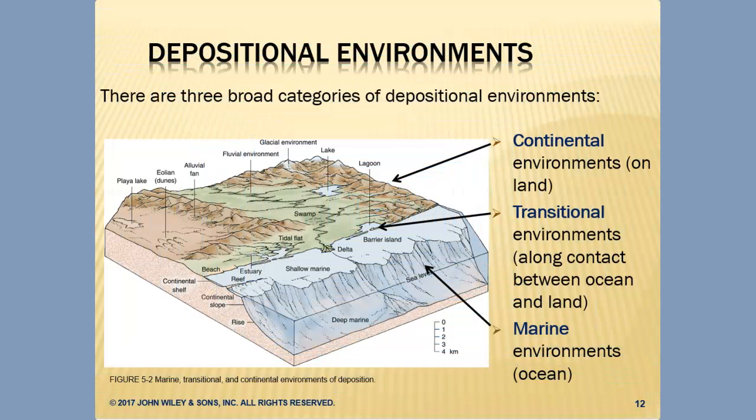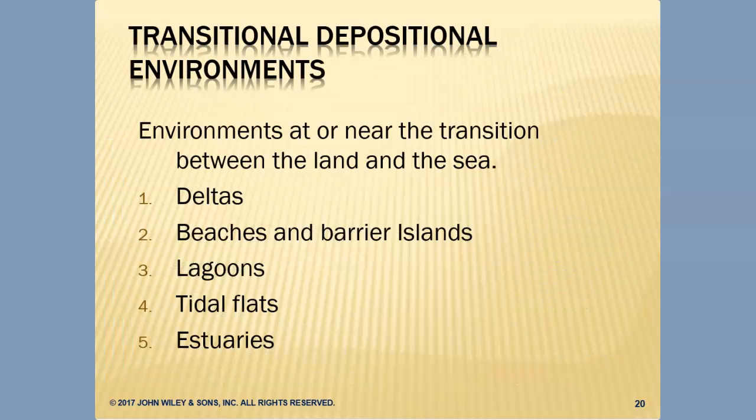Welcome back to my second installment of depositional environments. Right now we're going to look at the transitional environments along the contact between the ocean and the land. These transitional depositional environments include deltas, beaches and barrier islands, lagoons, tidal flats, and estuaries.